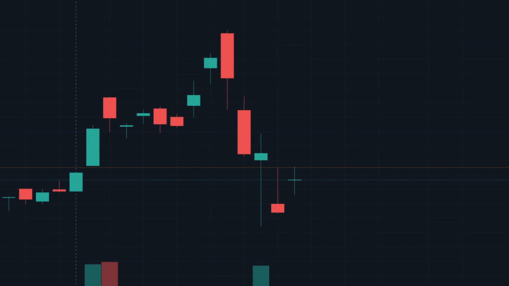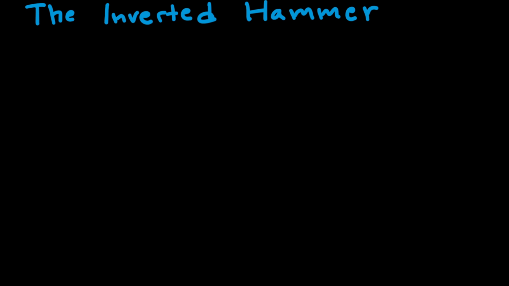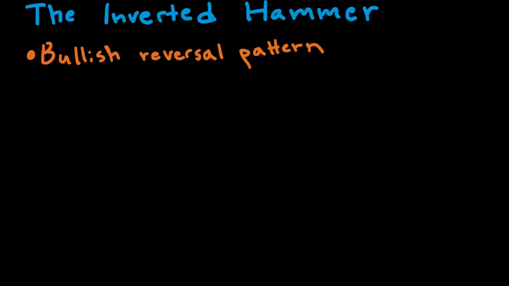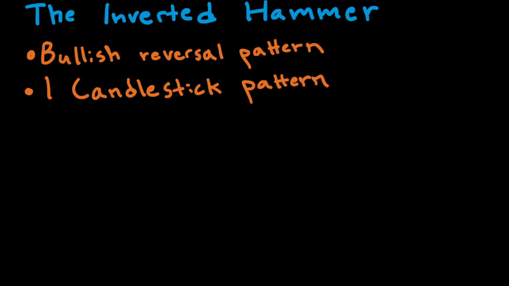So first of all, let's take a closer look and zoom in at the pattern. So the inverted hammer, what is it? Well, first of all here, it is a bullish reversal pattern, meaning that the pattern might indicate a change from a bearish or downwards direction to a bullish or upwards direction. However, this pattern also needs a confirmation to be valid according to most traders, and I'm going to talk more about that later in the video. But it is a bullish reversal pattern, and this pattern consists of one candlestick. So it is a one candlestick pattern.